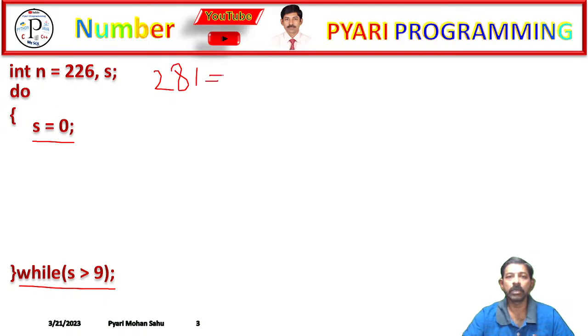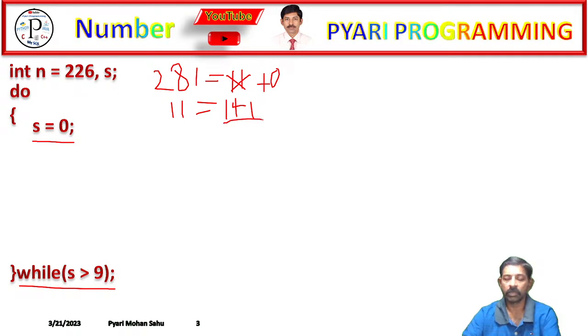So the sum of the digits is 11. Next time the number is 11. But if I am not making the sum 0, then what will happen? 11 plus 1 it will do, because next time the digit is 1. So 11 plus 1 is 12, 12 plus 1 is 13. If you make sum 0, then next time 0 plus 1 is 1, 1 plus 1 is 2 will come. That's why the sum will be 0 inside the loop.